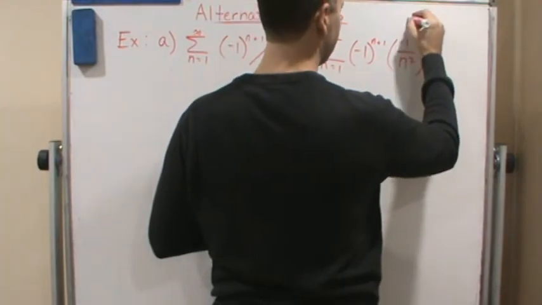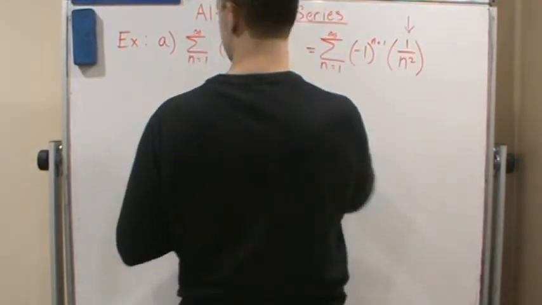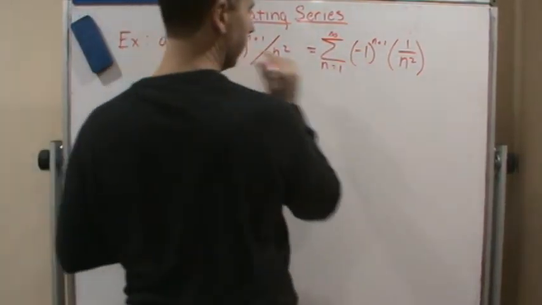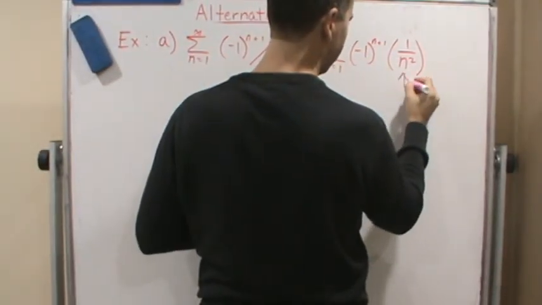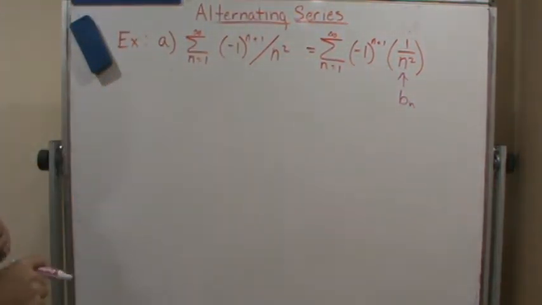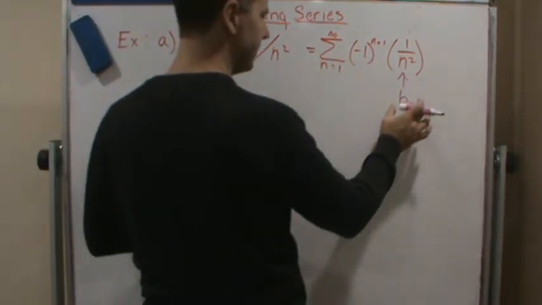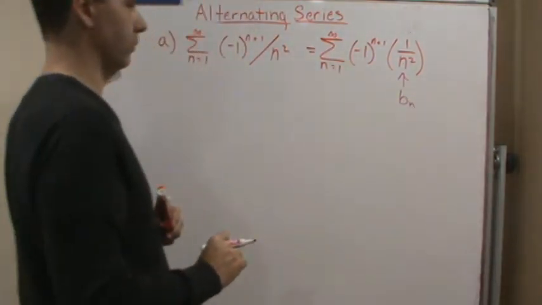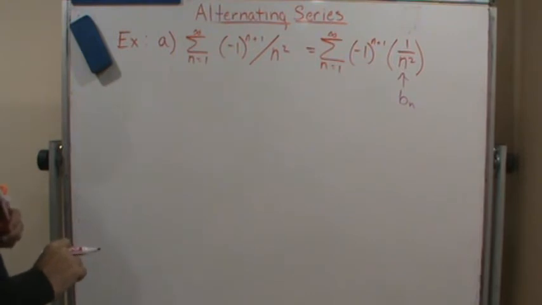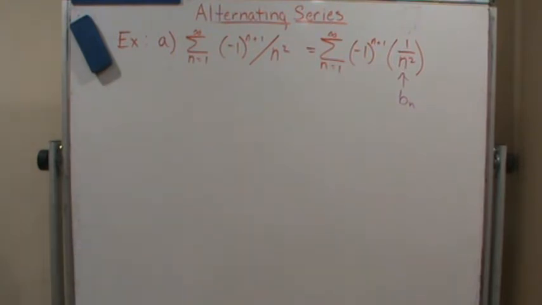So this, don't want to go too high, let me do it on the bottom here. So this is our b sub n. Okay. So we want to see that this is decreasing, right? And the limit goes to 0.